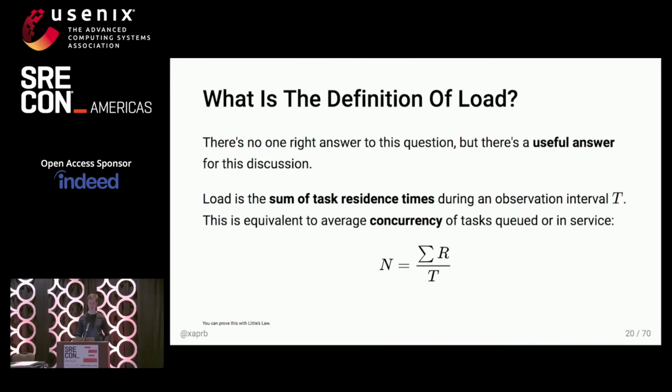And so my definition of load for the purposes of this talk is the sum of residence times, what you might think of as latency. It's basically while jobs are being processed, while work is being done. If you sum up all of that time during an interval and then divide it by the length of the interval, you get average concurrency during that interval. And I'm going to claim later that concurrency, especially average concurrency over an interval of time, is equivalent to load. And that's the right definition of load for this discussion.